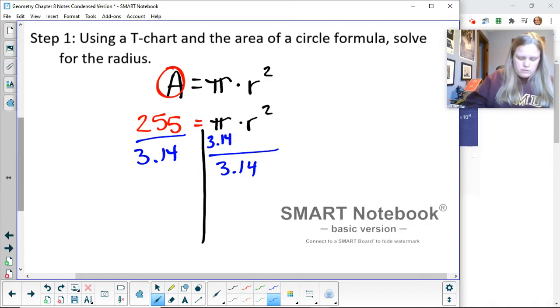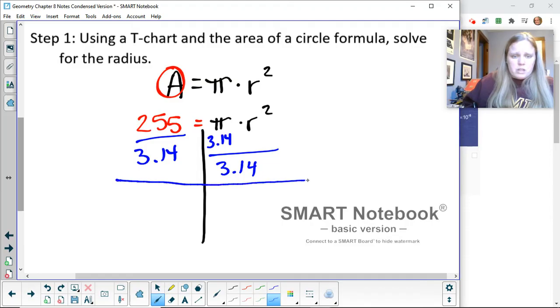Calculator, 255 divided by 3.14. Okay, I'm going to have to do some rounding. It's not going to be a perfect number, but we get the close enough gist. So we'll say 81.2, and this is radius squared.